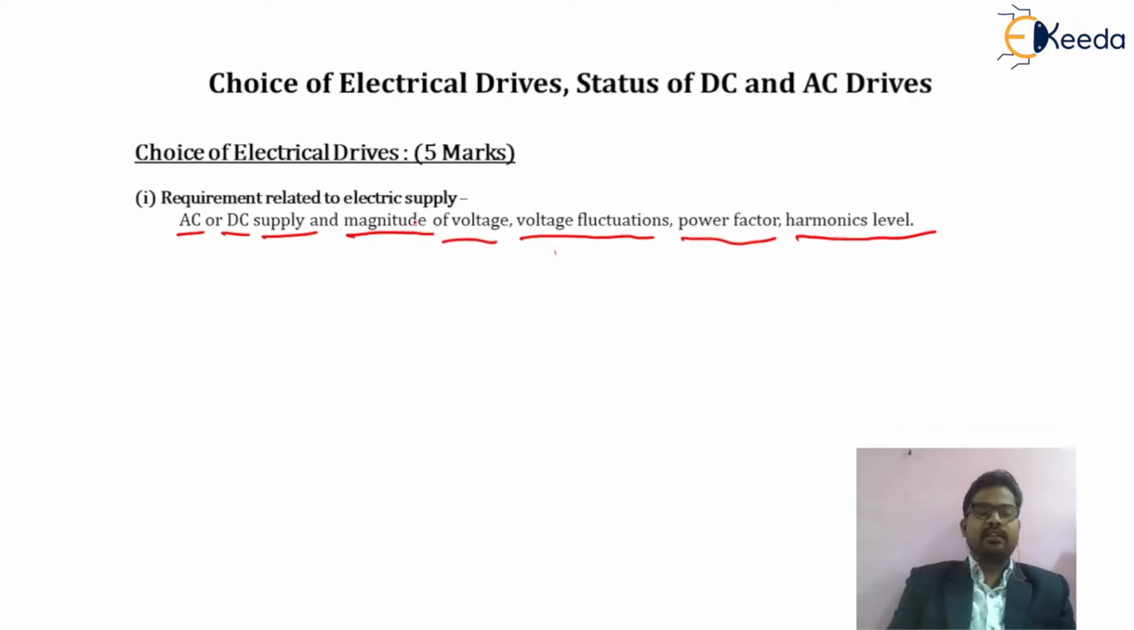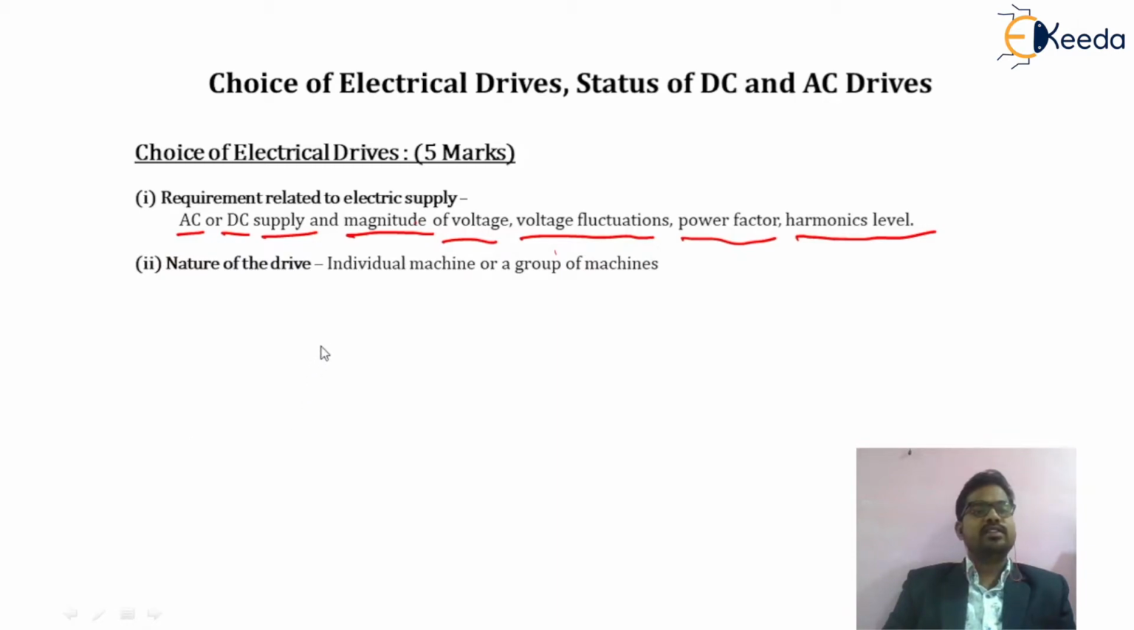Along with that, the second parameter of an electrical drive, a very important parameter, is the nature of drive. First we will discuss what we mean by the nature of drive. Nature of drive means the classification of drive. Before we select any type of drive for a particular application, this second parameter, the nature of drive, is very important.